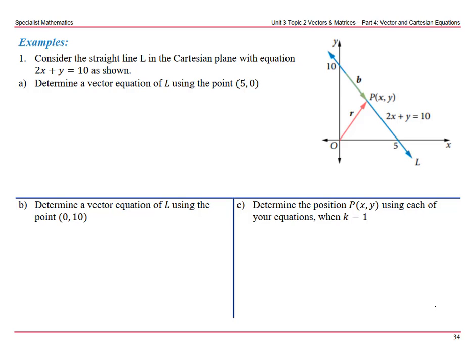Let's look at the first example. Consider the straight line L in the Cartesian plane with equation 2x + y = 10 as shown. Determine a vector equation of L using point (5, 0).